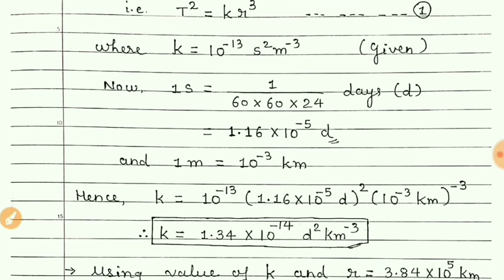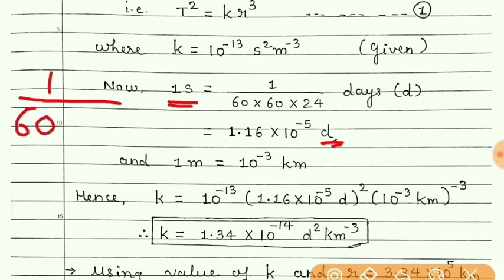Now students, 1 second. If we want to convert second to day, then what we have to do? First we will convert this second to minutes. To convert second to minute we have to divide by 60. Now this is converted to minute. Again, if you want to convert minute to hours, then again divide by 60. Now it is in hour. And now hours to days, we have to divide by 24, because 1 day is equal to 24 hours.